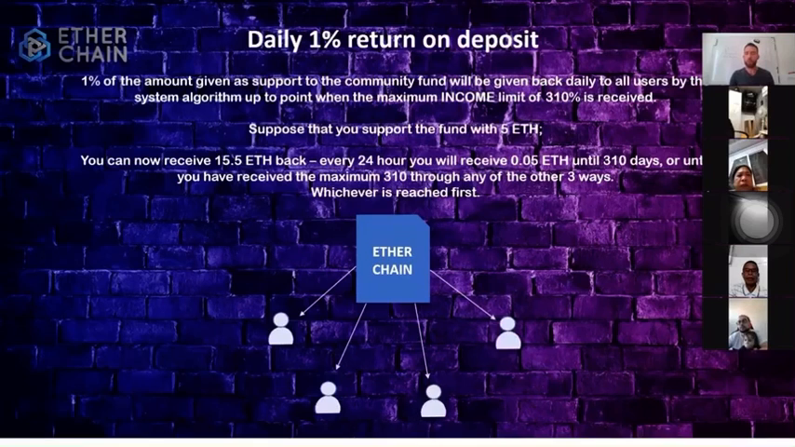So let's suppose that you support the fund with 5 Ethereum. You are now eligible to receive 15.5 Ethereum back. Every 24 hours, you will receive 0.05 Ethereum until 310 days, or until it receives the maximum 310 through any of the other 3 ways, whichever reaches first.